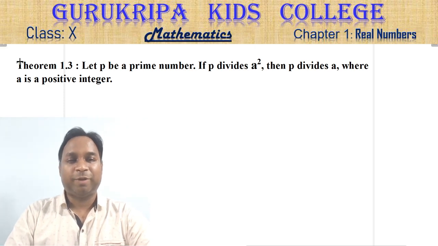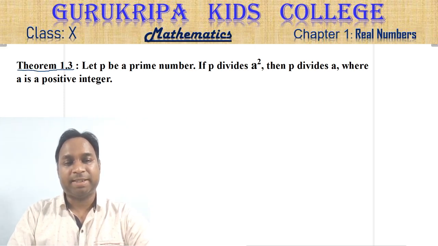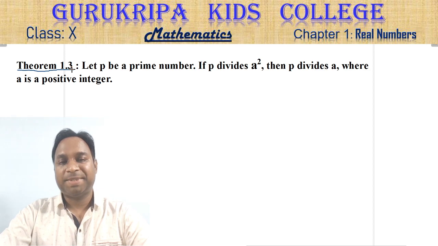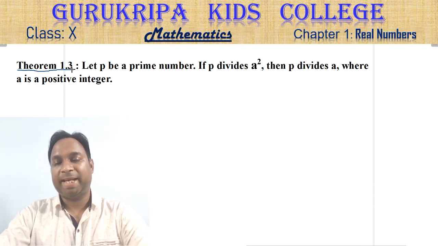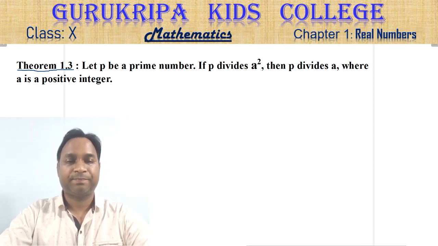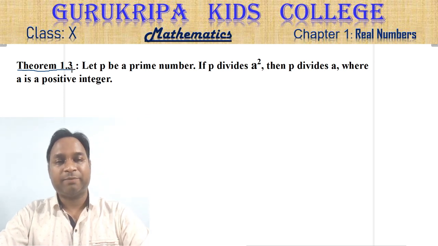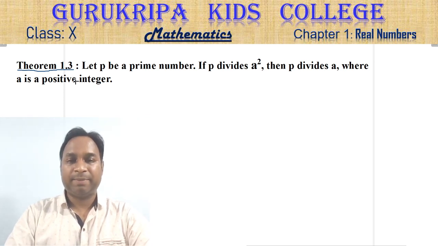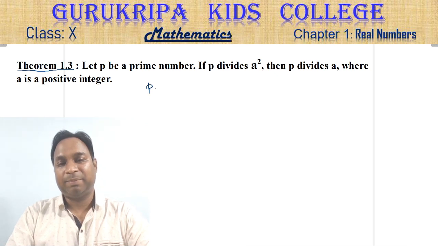Now we come to theorem 1.3 of the NCERT textbook. The theorem says, let p be a prime number. If p divides a square, then p divides a, where a is a positive integer. Do you understand the theorem first? Let p be a prime number. Let's take any prime number, p is equal to 3.